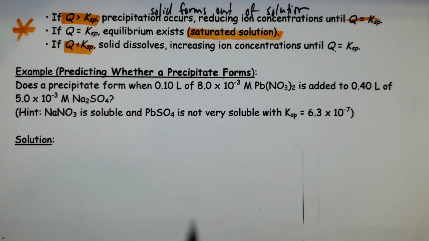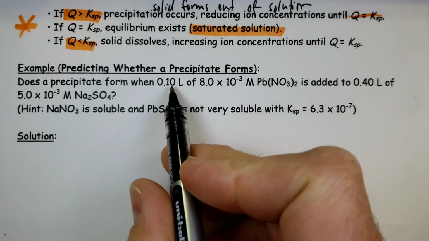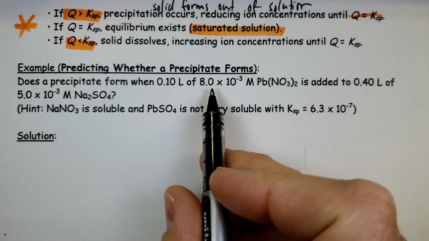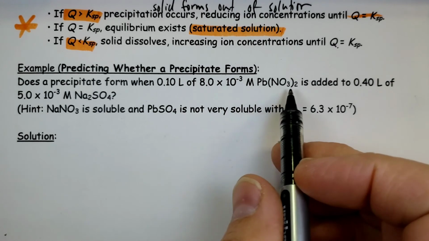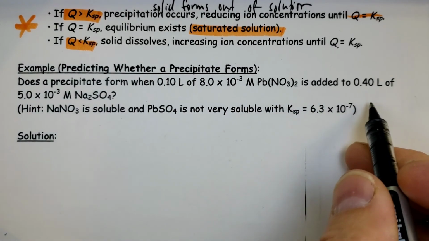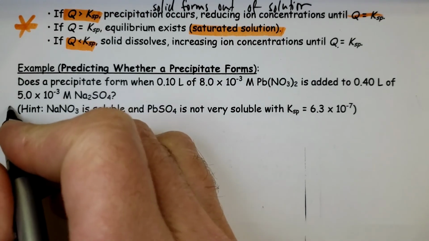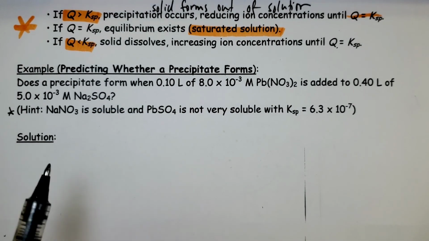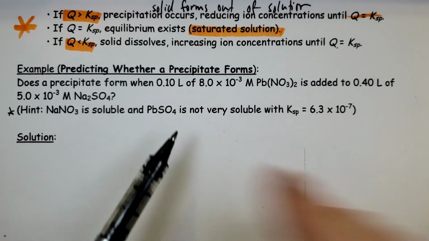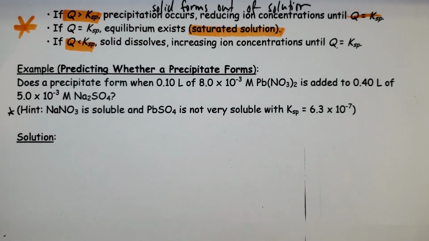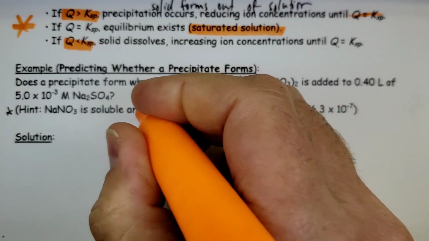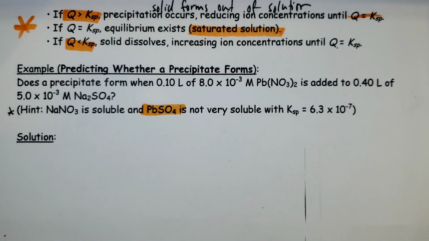Does a precipitate form when I have 0.1 liter of 0.008 molar lead nitrate added to 0.4 liters of sodium sulfate? And then here I'm going to give you a hint with all these types of questions. Sodium nitrate is soluble, but lead sulfate is not very soluble. So most of it exists as a solid in equilibrium with the solution. It has a KSP of that.